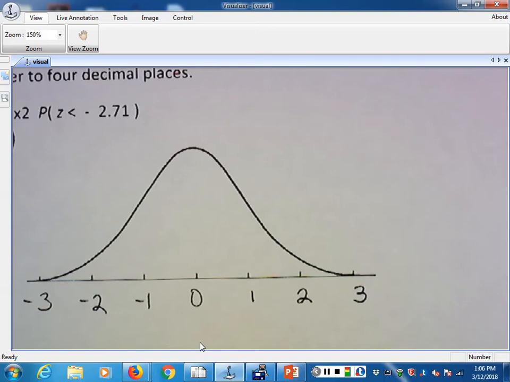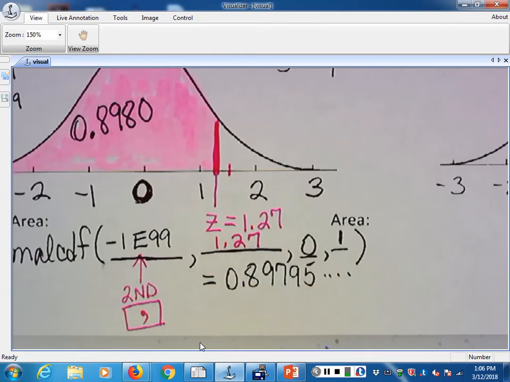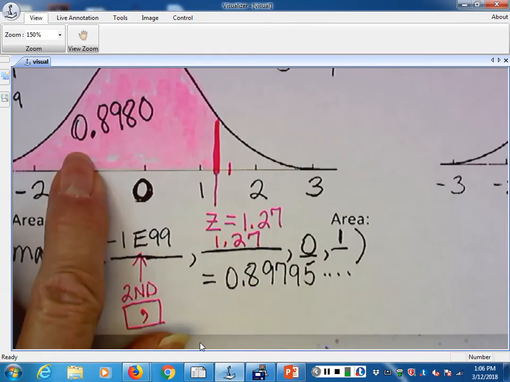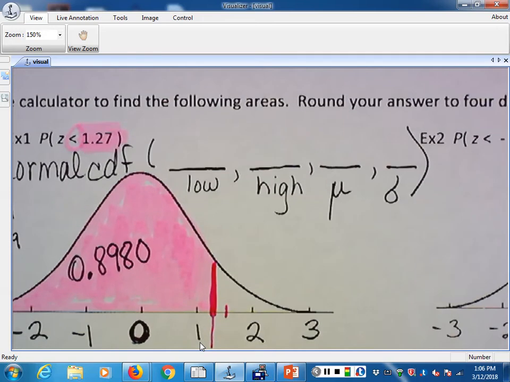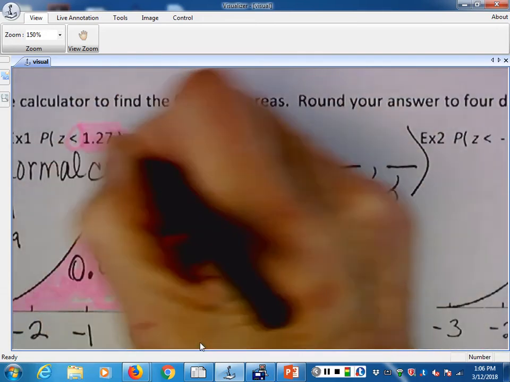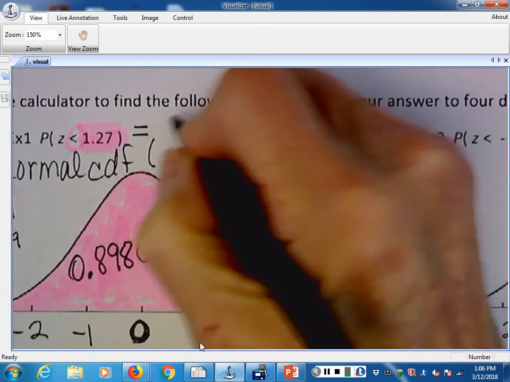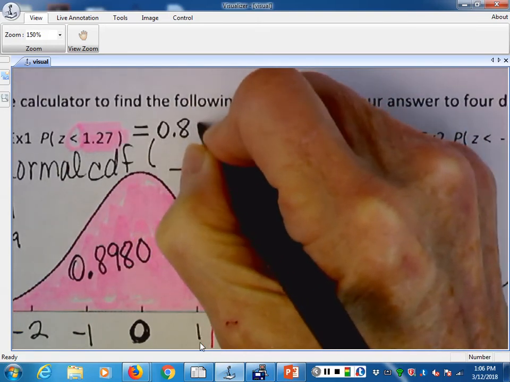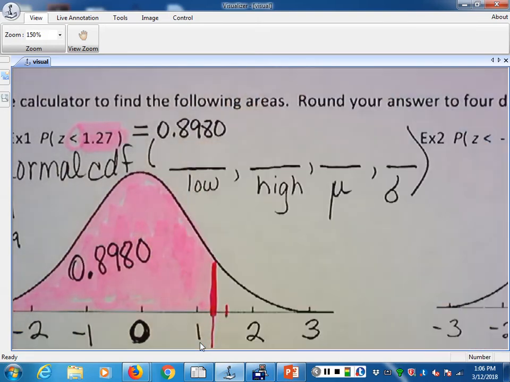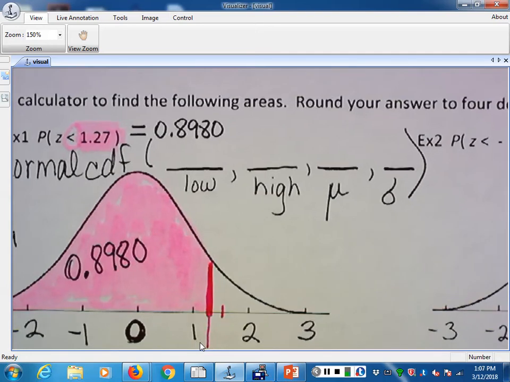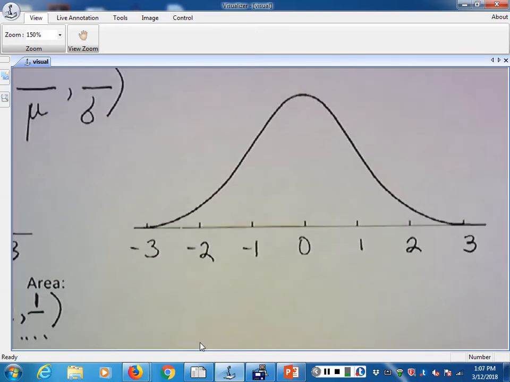Do you have a question? Yeah, I did, about the area. So what we got there, is that the area? Yes, that is the area, which is the probability. Okay? And in this case, then our answer to our question is the probability that Z is less than 1.27 is 0.8980. Okay? I'm sorry, I didn't think about that. I hadn't made that clear to you.